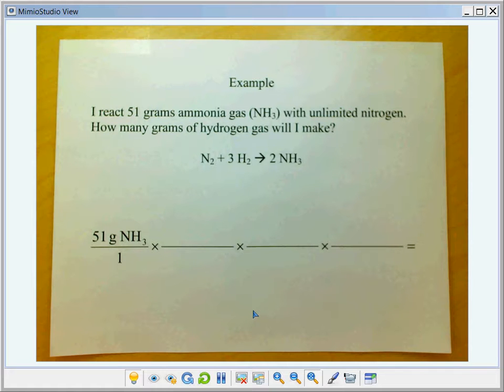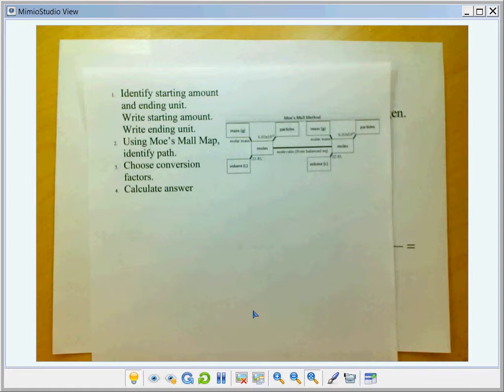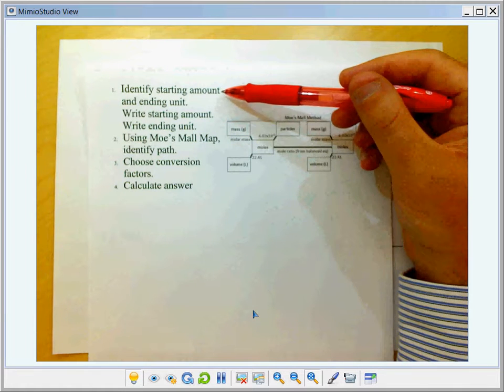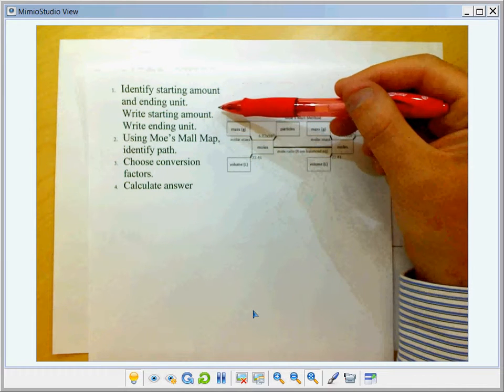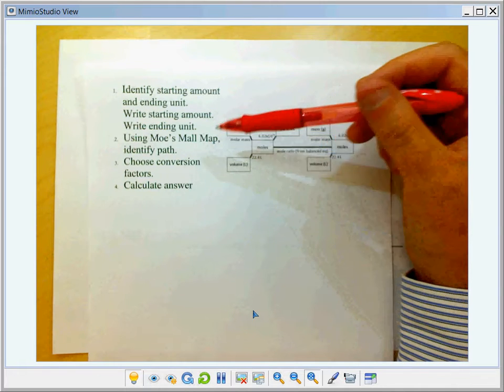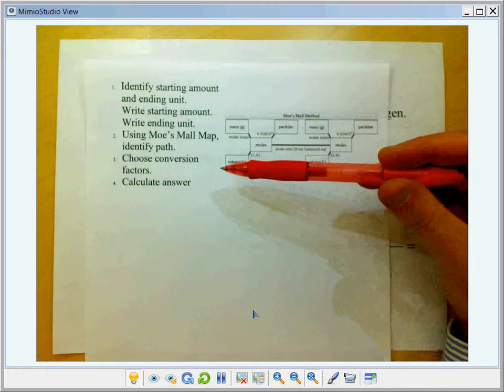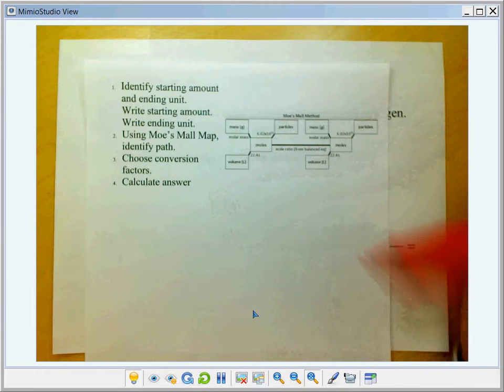We're going to follow the same kind of steps that we would normally do during any dimensional analysis problem, and I have them on this sheet of paper right here. You're first going to identify your starting amount and ending unit in the problem. You're going to write your starting amount and write your ending unit. You're going to use Mohs-Moll and identify the path, so this is the Mohs-Moll map. You're going to choose conversion factors, and finally you're going to calculate your answer.